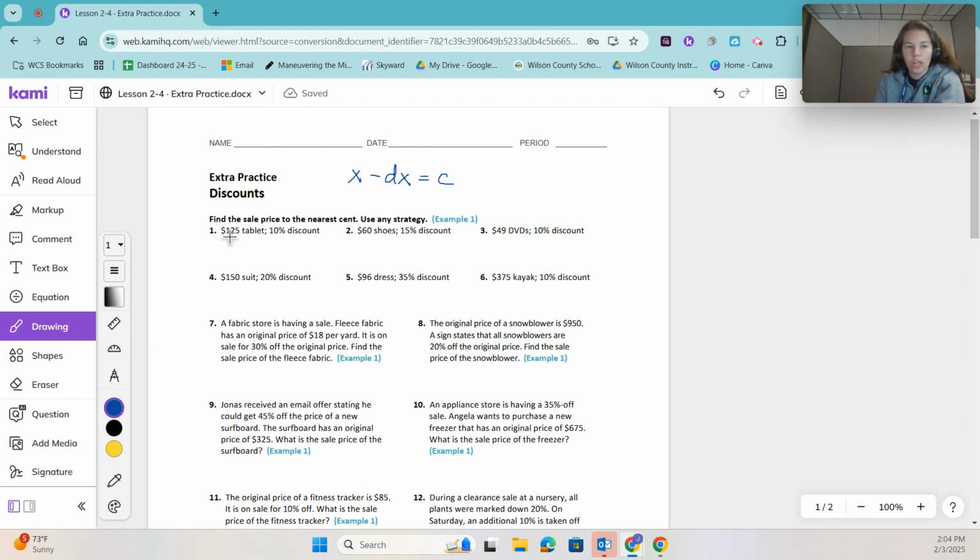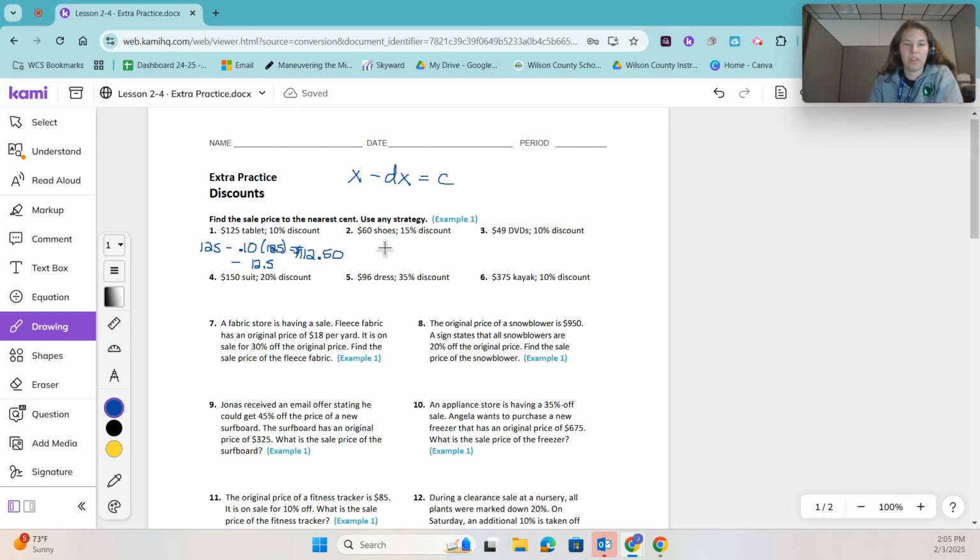So here we have 125 and we're going to subtract what 10% of that 125 is from that cost. And that's going to show us how much we are going to pay. So we have 125 minus 10% of 125. And that is going to be $12.50, how much our discount is. And then when we subtract those, our total is going to be $112.50.